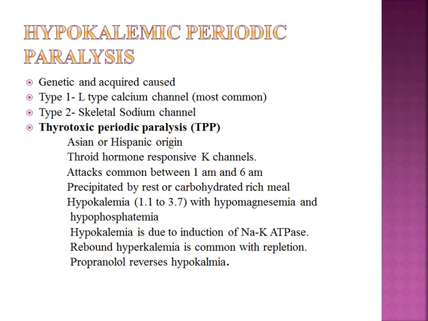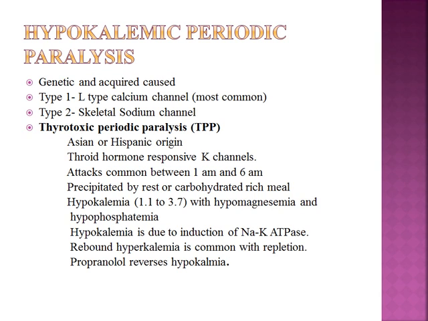There is something called thyrotoxic periodic paralysis, TPP. I have seen at least 2 cases in my career so far. Either it is Asian or Hispanic in origin. Thyroid hormone has a response to potassium channels. The attacks typically occur between 1 a.m. and 6 a.m. They are precipitated by rest or a carbohydrate-rich meal. Hypokalemia levels can go as low as 1.1 to 3.7, with hypomagnesemia and hypophosphatemia.